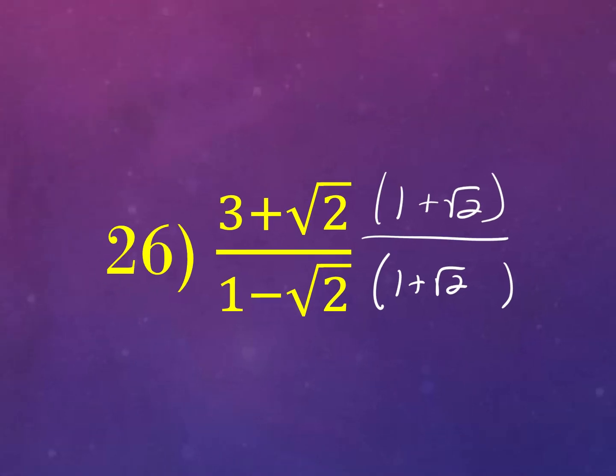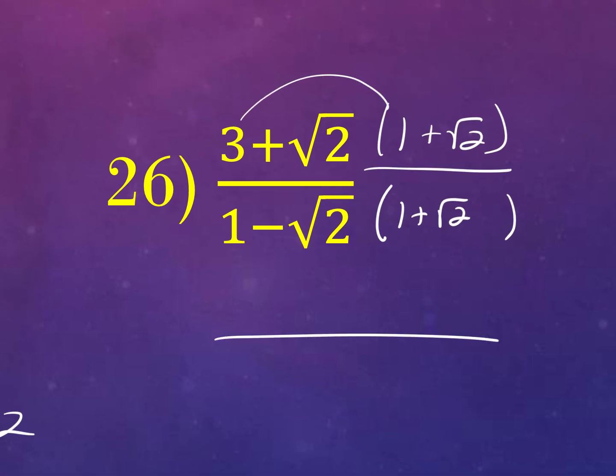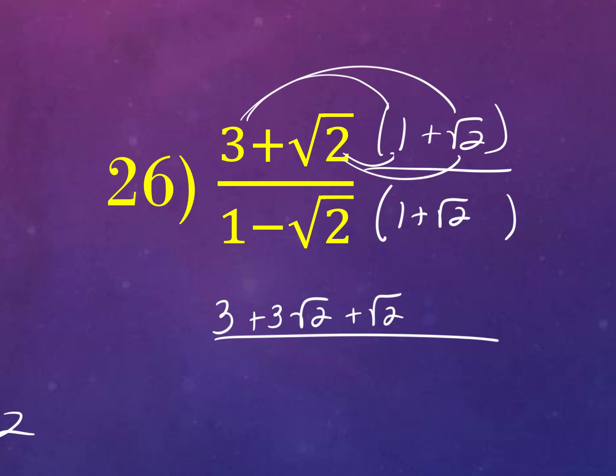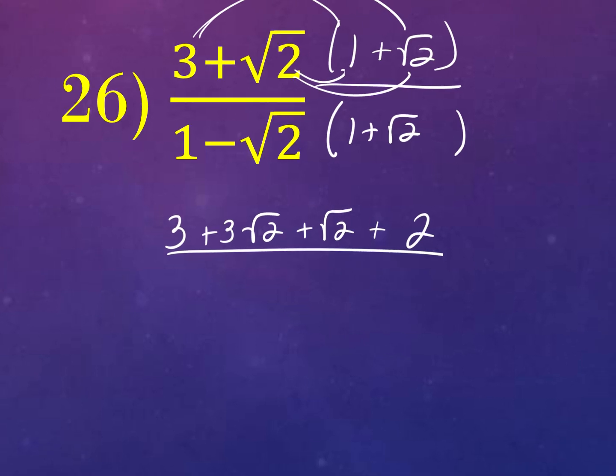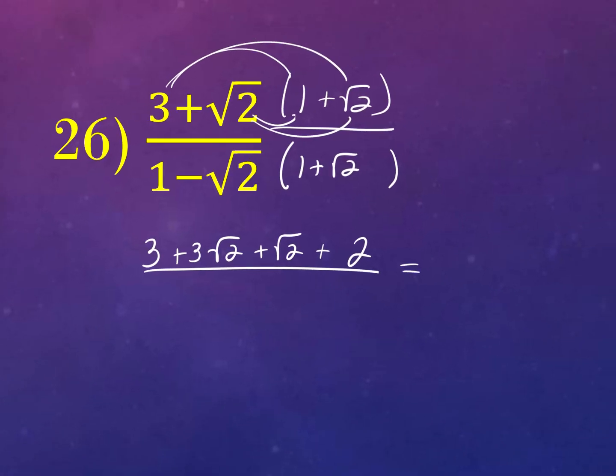So let's multiply. Let's go ahead and work on the numerator first. 3 times 1 is 3. 3 times square root of 2, positive 3 root 2. Root 2 times 1 plus the square root of 2. And then I have square root of 2 times square root of 2 is square root of 4, which is 2, okay? I'm going to go ahead and simplify my numerator here. What can I combine? There's 2 things I can combine. The positive 3 and the positive 2 gives me a 5. Good. And then what can I combine here? I have 3 root 2's and another root 2 gives me how many? 4 root 2's. Good.